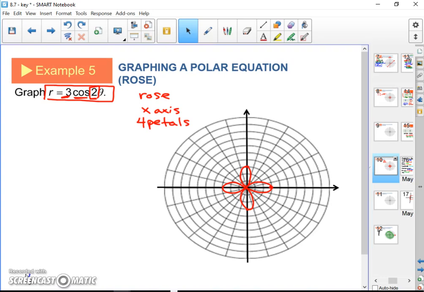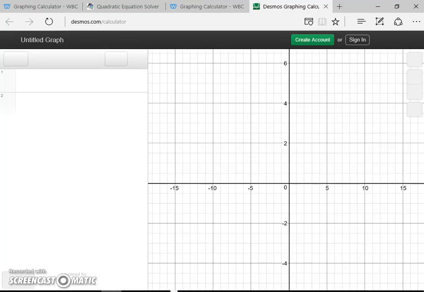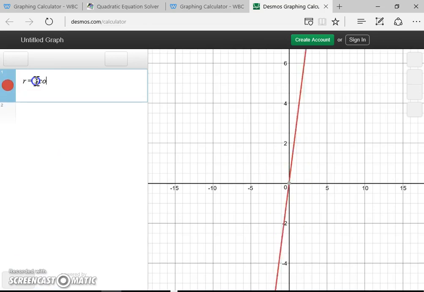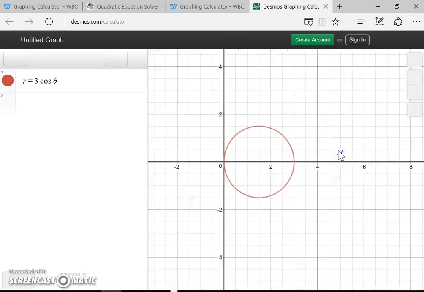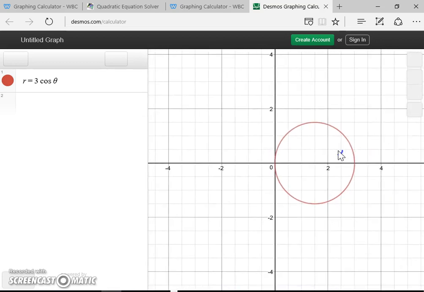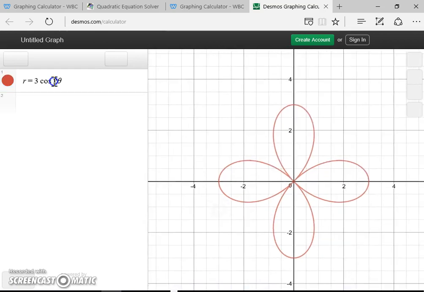Now, if that's not good enough for you, you can check out a graphing resource like Desmos. Let's see what that gives us. Okay, now what did I do wrong? I forgot the 2. So without that 2, it's a circle. So put the 2 in. That's what makes it a rose, right? Okay, so we put a 2 in.